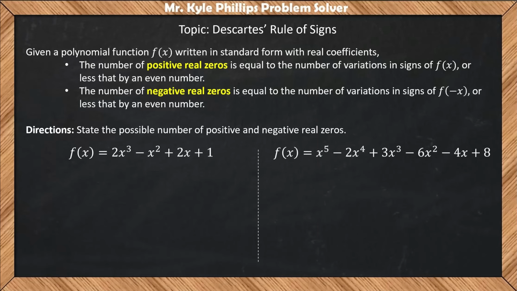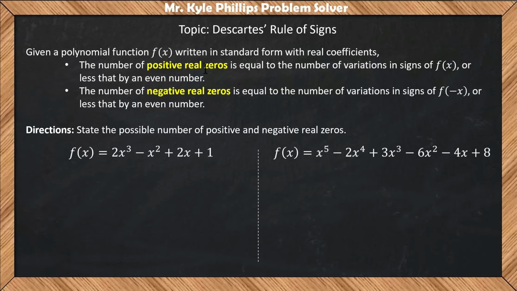Hey everybody! So in this video we're going to be talking about Descartes' rule of signs and how you can use that to determine the number of positive real zeros your polynomial has as solutions and the number of negative real zeros that your polynomial may have. Now this looks like an awful lot, but it's really kind of simple.